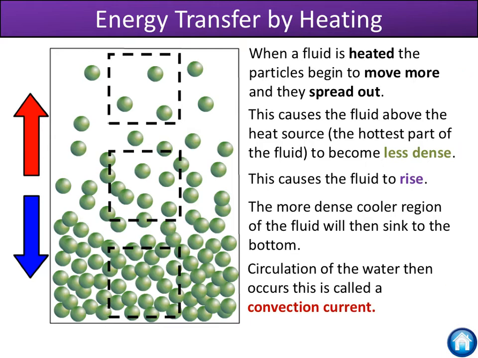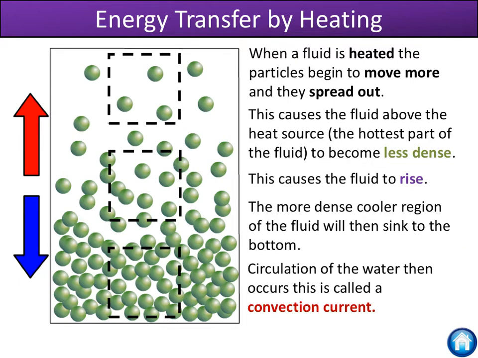The idea is that the particles will begin to have more energy, so they move around more. As they move around more, they spread out, and that causes the fluid to become less dense. As the fluid becomes less dense, that means that it can then rise above the more dense regions. So you get the hot part of the fluid rising, and then the more dense, cooler regions of the fluid will then start to sink to the bottom.